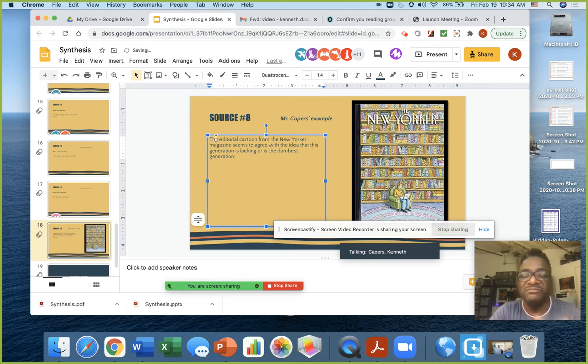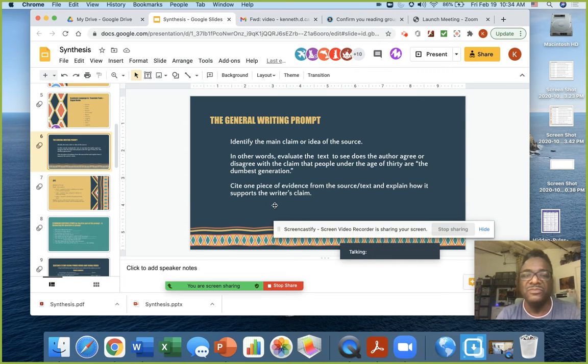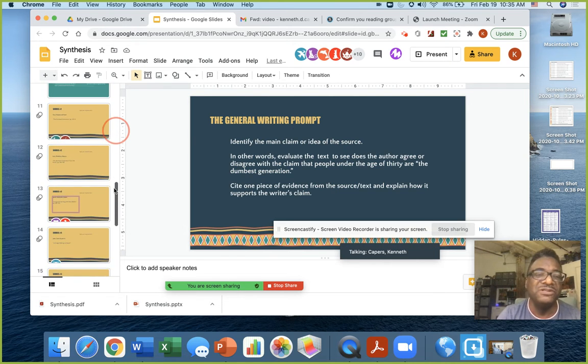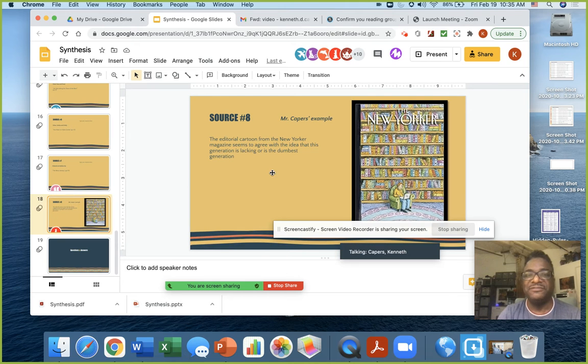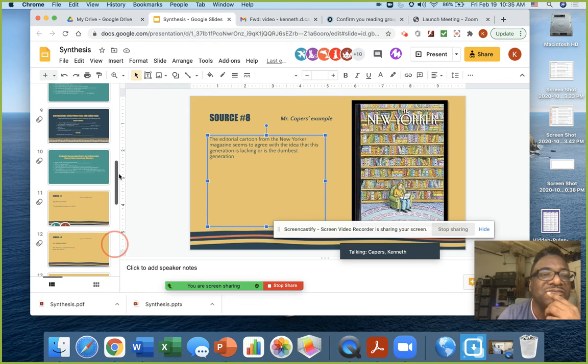So that right there, that's me answering the question for the prompt, right? So what do I need to do next? According to the writing prompt, let's go back up to it. Somebody read that third little section, that last sentence. Can I do it? Sure, go ahead. Cite one piece of evidence from the source text and explain how it supports the writer's claim. So that's what I'm about to do. Let me go back down here to mine. And before I even do that, I'm going to go back up to some of the frames.